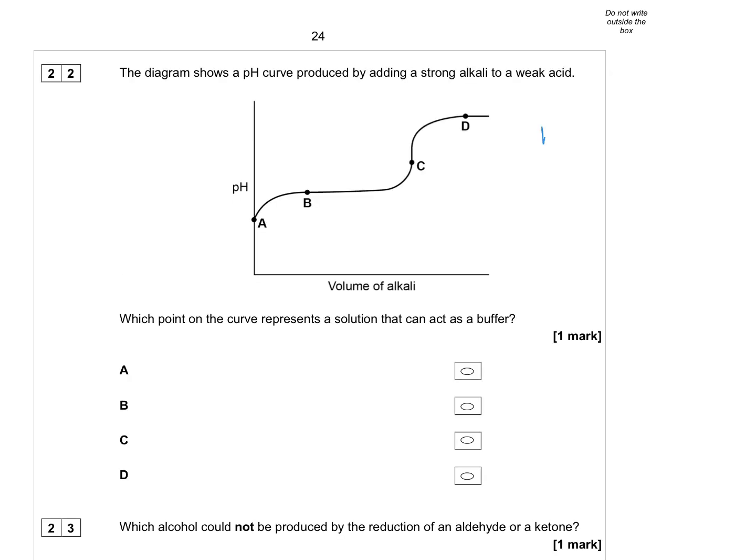So 22 is about pH curves. Buffers are able to maintain a constant pH even with small additions of acid or alkali, and they contain both HA and A minus. So if we look on the pH curve, in that straight line where B is, this is where it's acting as a buffer.